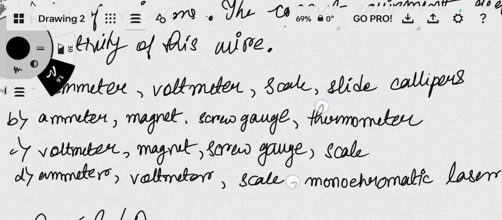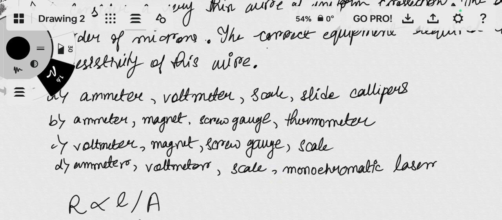Now the thing we have to check is, do we need slide calipers or do we need a monochromatic laser to measure the area of the wire? That is the only term left with us. So obviously to measure area, we have to use slide calipers because it has an outer jaw and an inner jaw that we know. From the inner jaw we try to measure the inner diameter, with the outer jaw we try to measure the outer diameter. So like that we can use slide calipers to measure this wire. So the correct option will be option A, right?